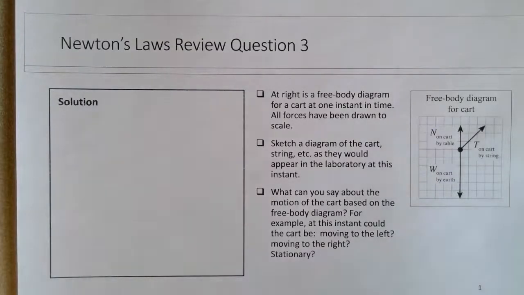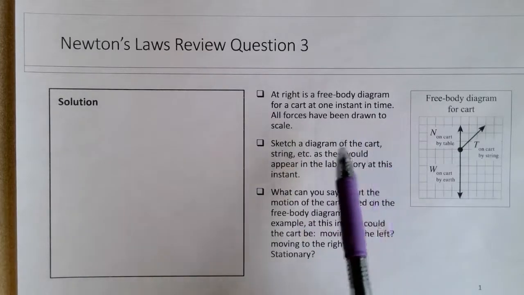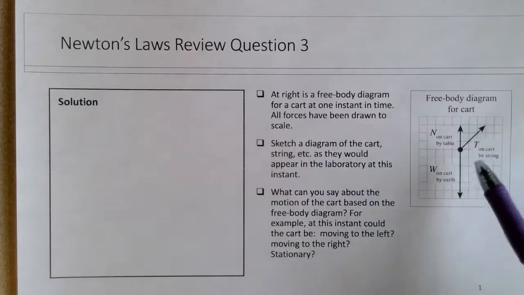Okay, so in this Newton's Laws review question, it's somewhat of a qualitative question, but it also has some quantitative pieces to it as well. So we're given a free body diagram for a cart at one instant in time. All the forces have been drawn to scale, so it's on a quantitative grid here.